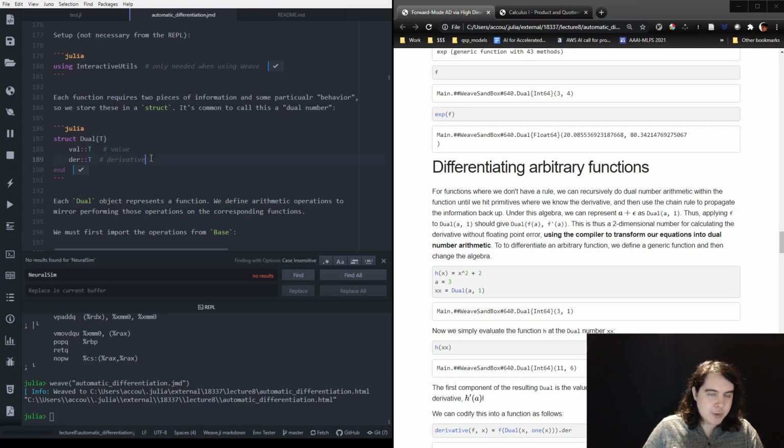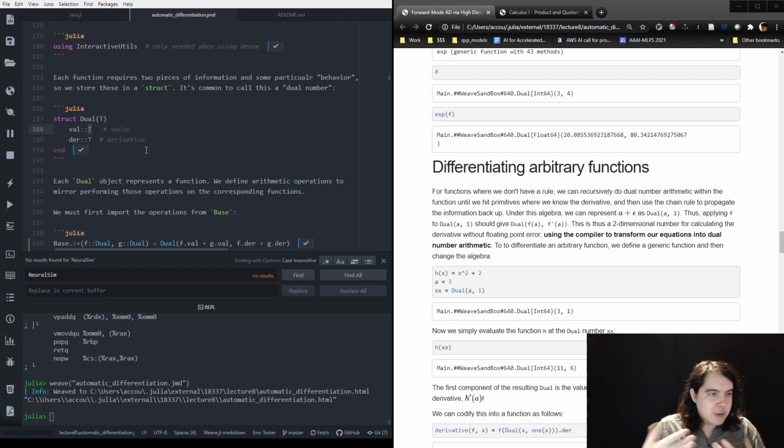So let's define a dual number type to start. It has a value portion and a derivative portion, right? Because you need to have the value and the epsilon. Right, so there you go. We have a number that has two portions. We parameterize it on the type. That way, for example, if T is a Float64, then this is a 128-bit number that has two portions that separates the value and the derivative.